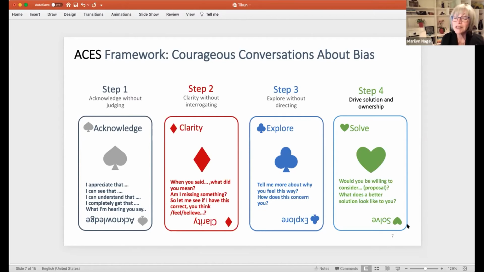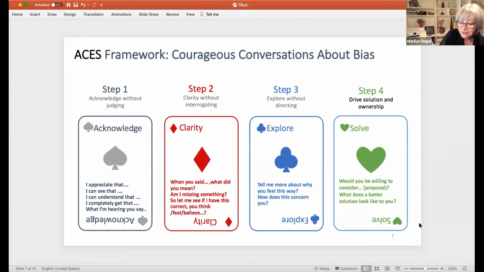The third step is explore without directing. Tell me more why you feel this way, because you do want to build a bridge. You don't want to just put them down with, you've got to be kidding me, you're stupid, how could you say such a thing? You want to build a bridge so that you can bring them forward if possible. So tell me more why you feel this way. How does this concern you? And then step 4 is drive a solution. So would you be willing to consider statements like that, or what does a better solution look like? So you start to move them in the direction that you're looking for.